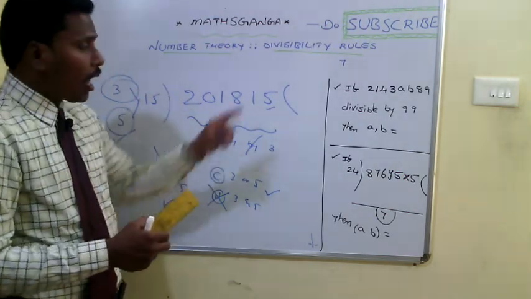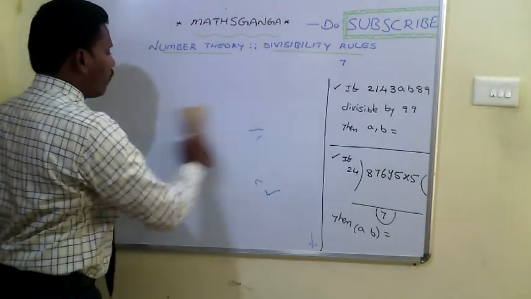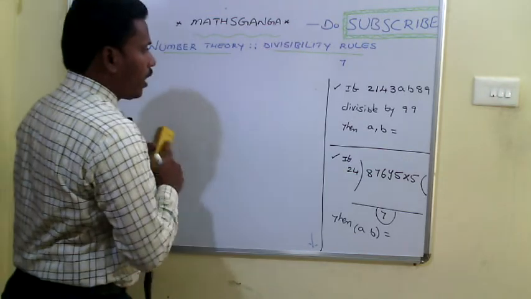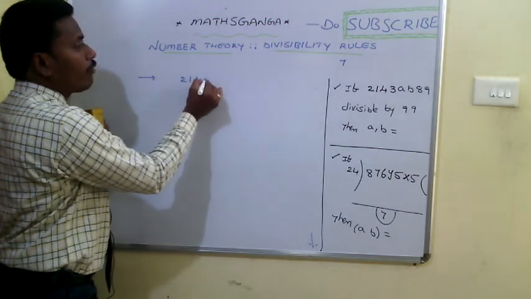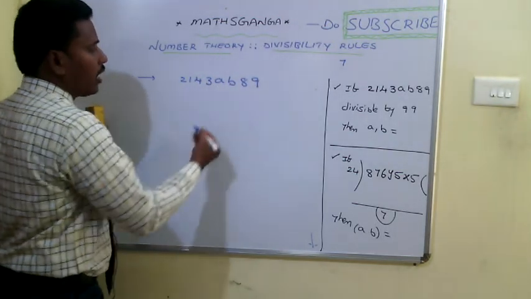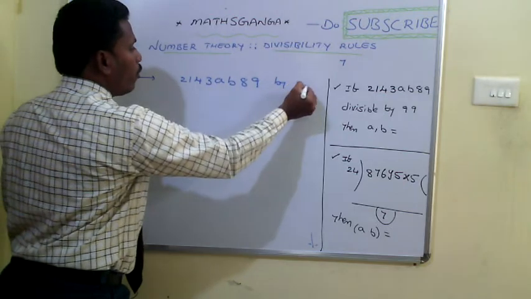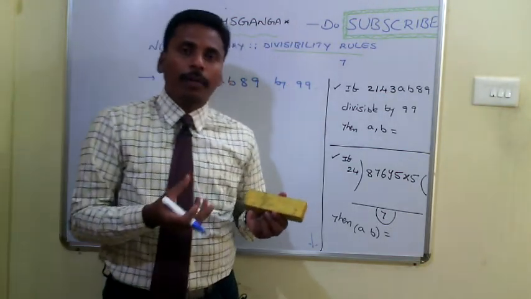Okay, this is one problem. And I mentioned two problems regarding the divisibility rules of these formats. The first one is the given number, 214 3a b 89. This number is divisible by 99, so we need to find the values of A and B. We need to find the pairs of AB.